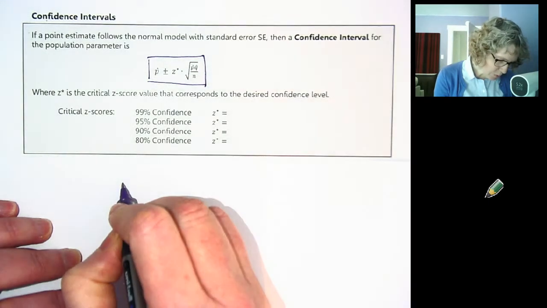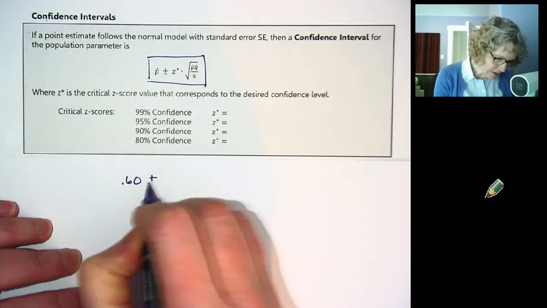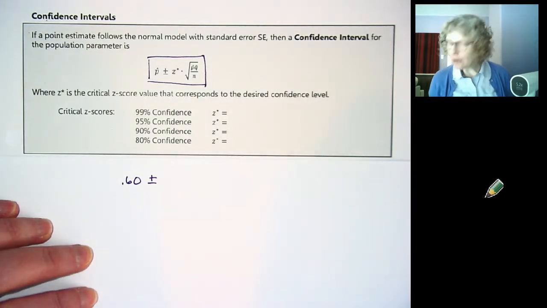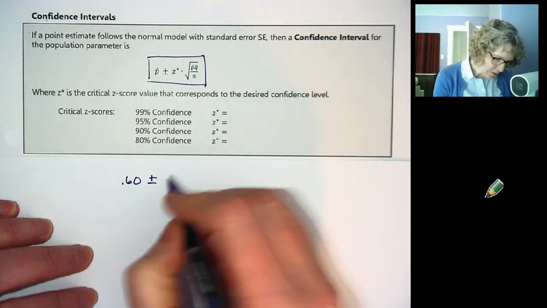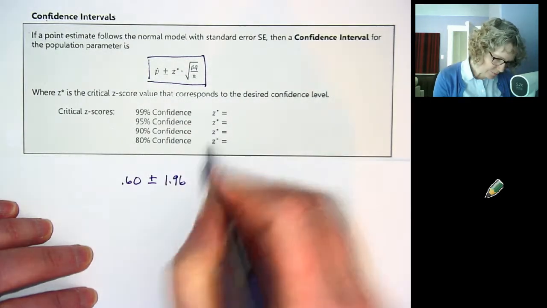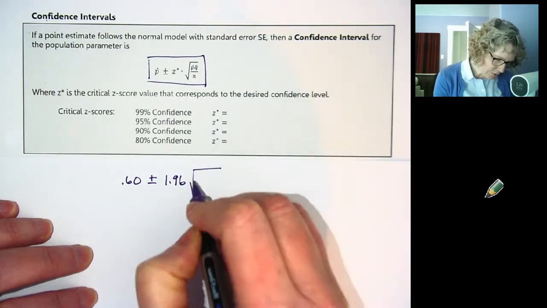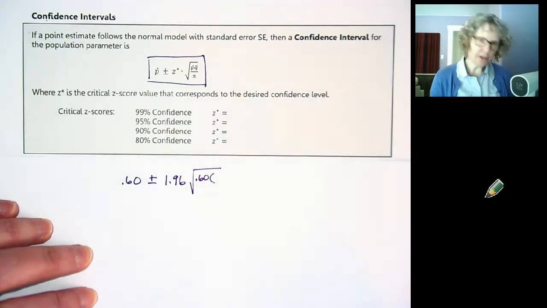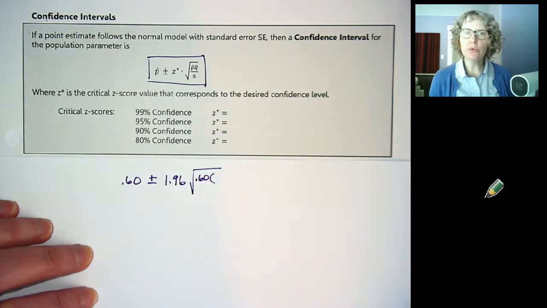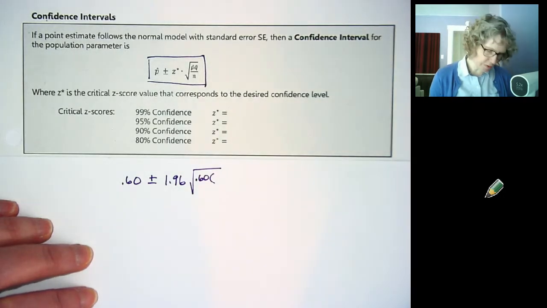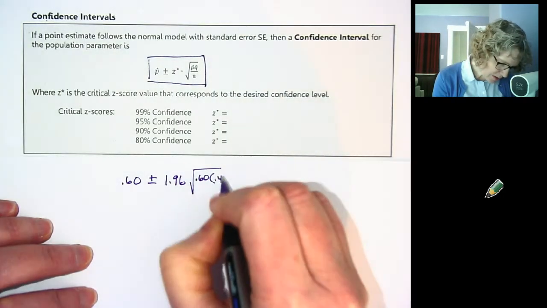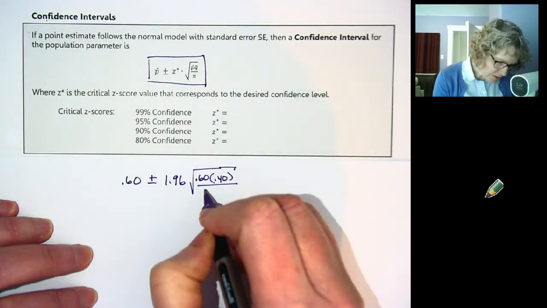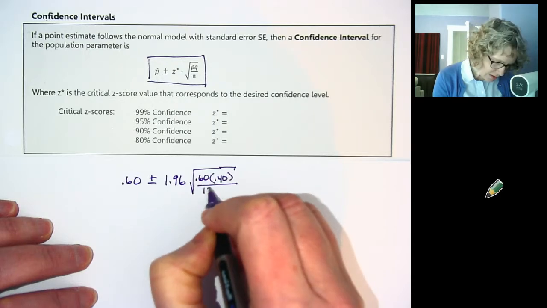So P hat would be 0.60 plus or minus, I'll tell you the Z star for right now and we'll show you how to get that. It's 1.96 times the square root of P hat again, which is 0.60. Remember, Q is the complement of P. So if P is 60%, Q is 40%. P hat, Q hat, divided by our sample size, which was 1754.